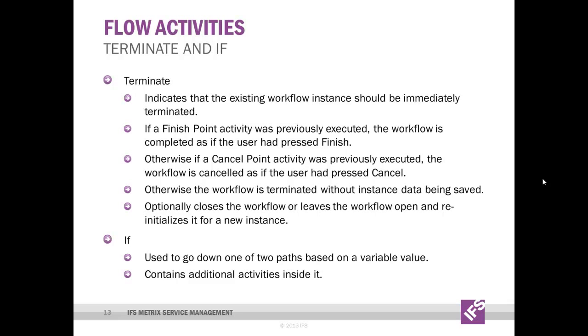Our last flow activity is the if activity. This is used to decide to go down one of two possible paths based on a variable value. Additional activities are contained inside the if activity. So there's a then portion. So if the particular value equals A, then do this, else do that. So inside the then and the else, there are other activities that are going to continue on with the workflow.